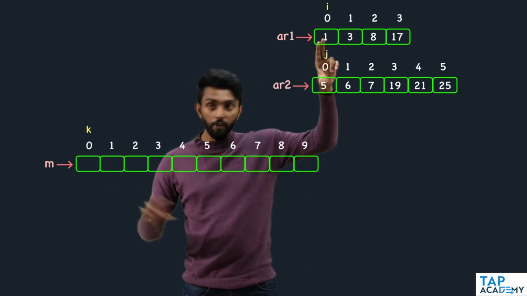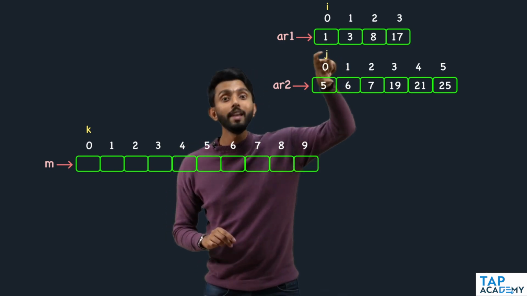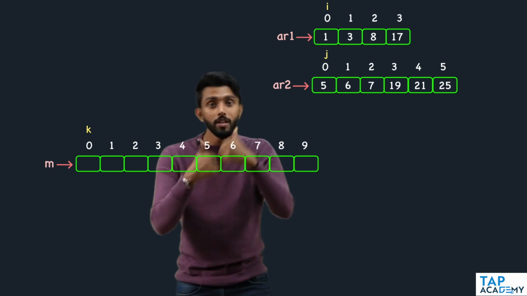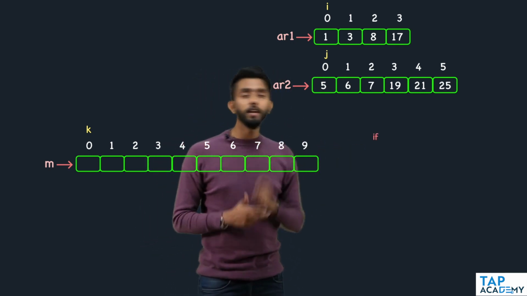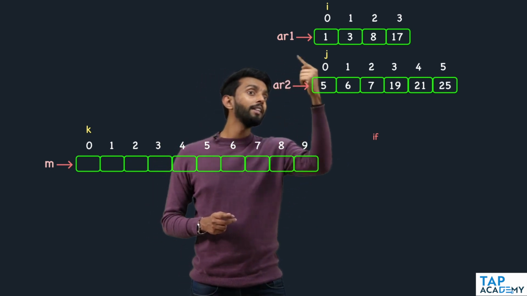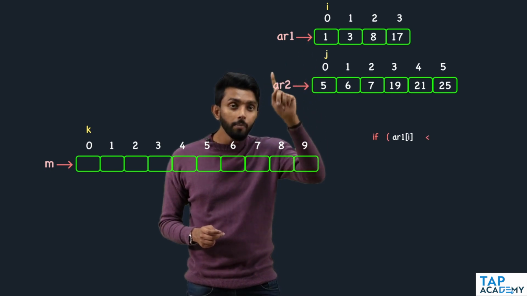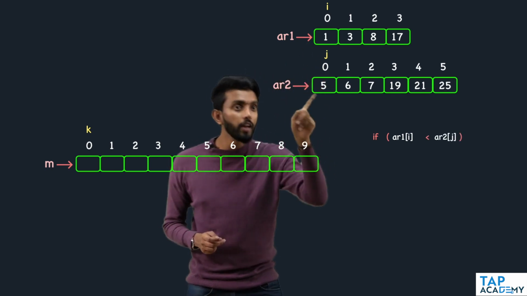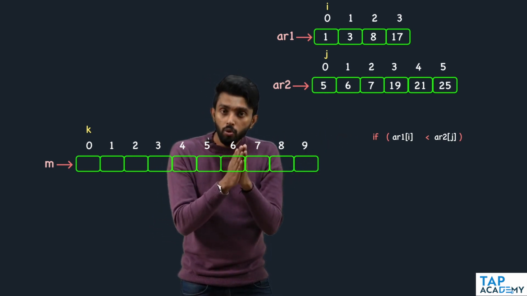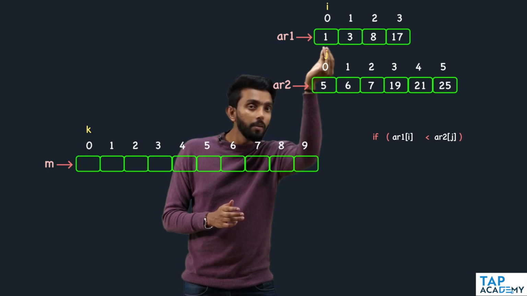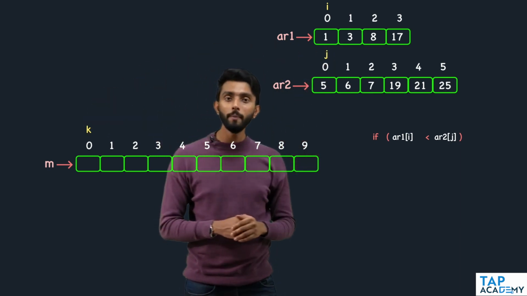Now my question is, if this array should be sorted, which among these two elements will you be putting? Will you be putting the lesser element or the greater element? Obviously the lesser element. That is your condition. So see what I will do. I will check if the element at the ith position in array 1 is lesser than the element at the jth position in array 2, then what I must do is take that ith element and put it at this kth position. Would you agree? That is what I am doing.